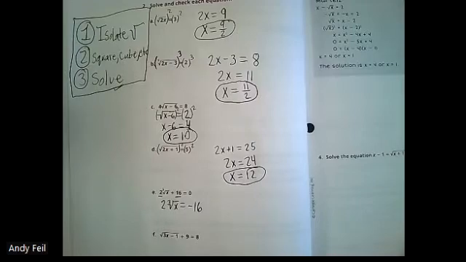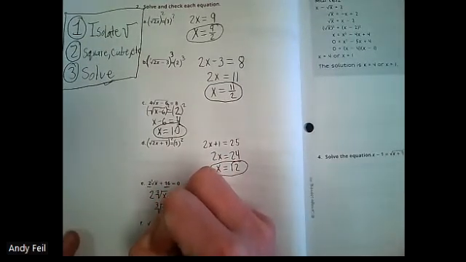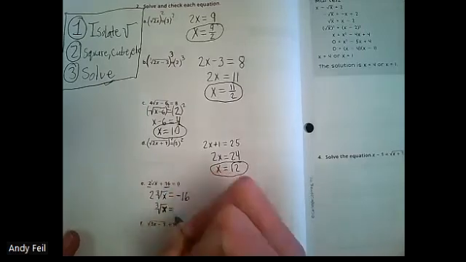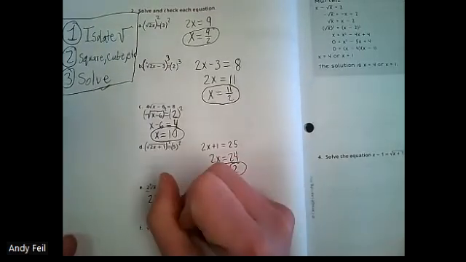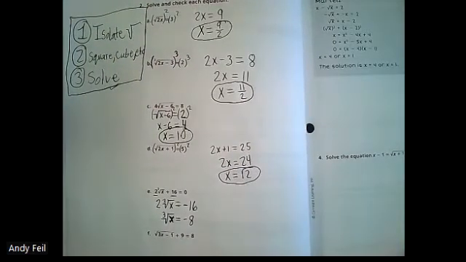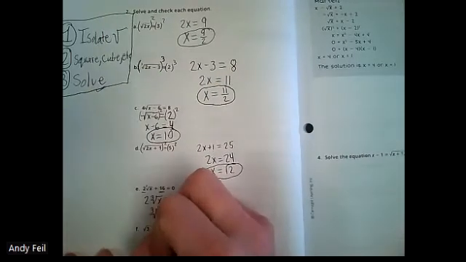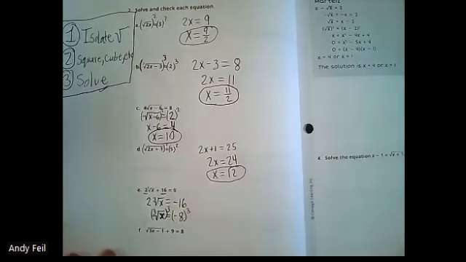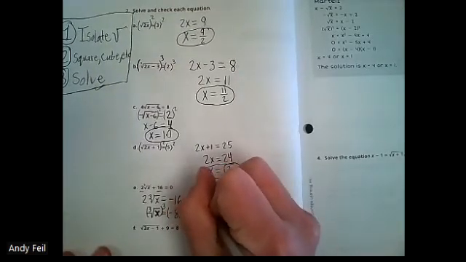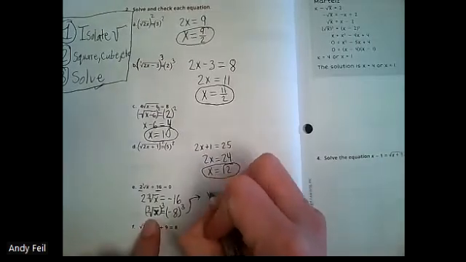Divide by 2. So we get the cube root of x equals what? Negative 8. Cube it. When you cube both sides, it becomes what? It's going to be x.